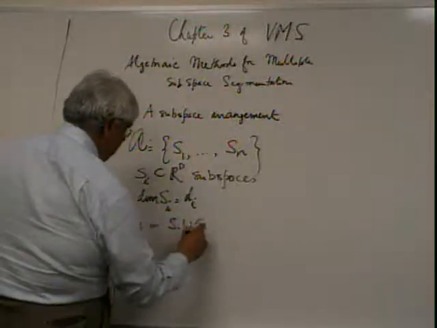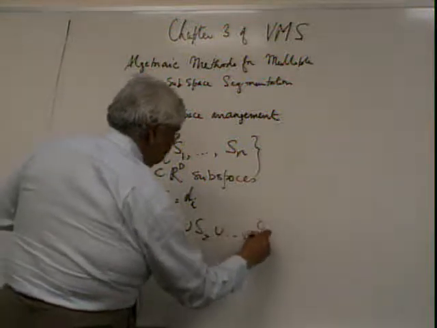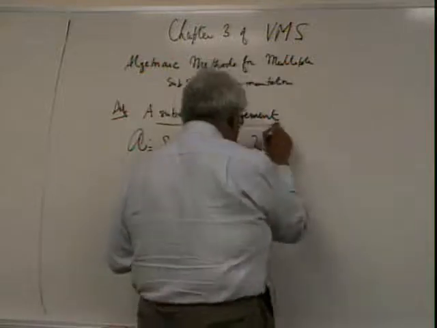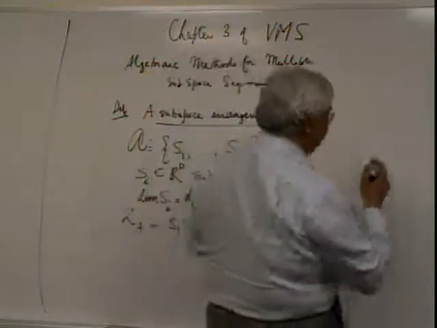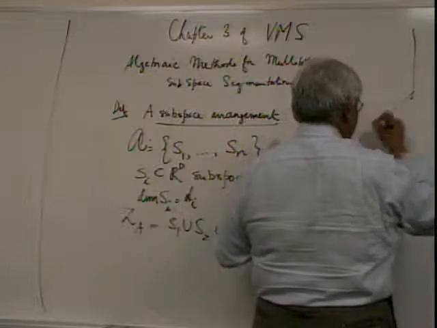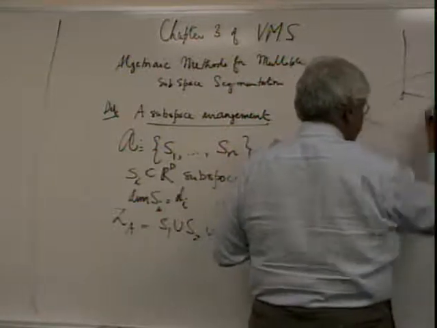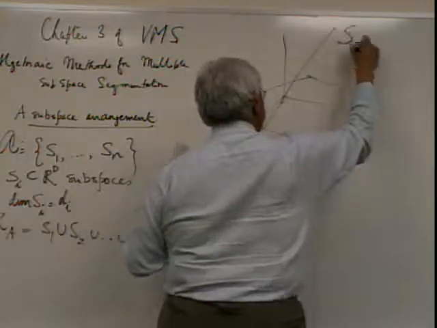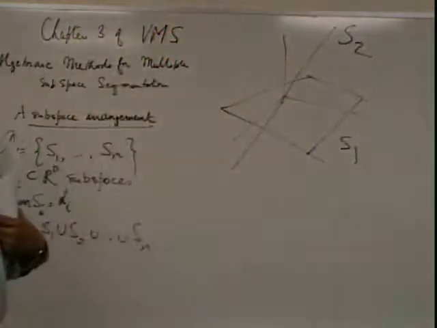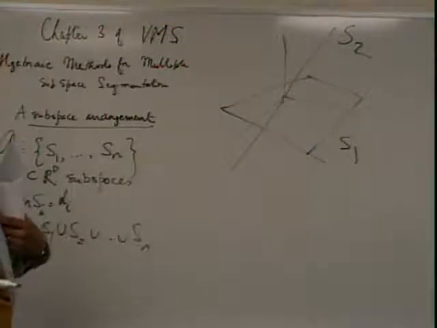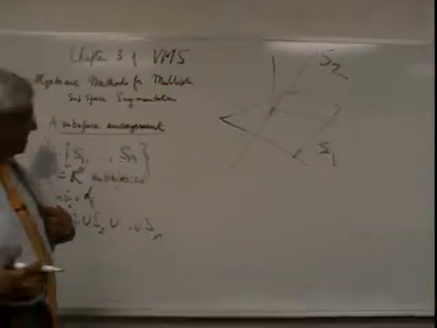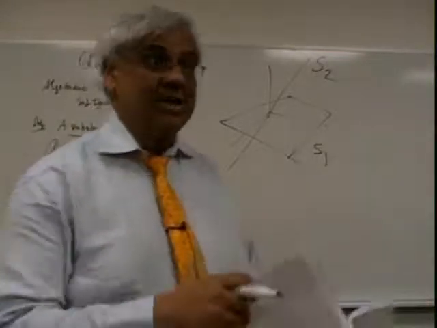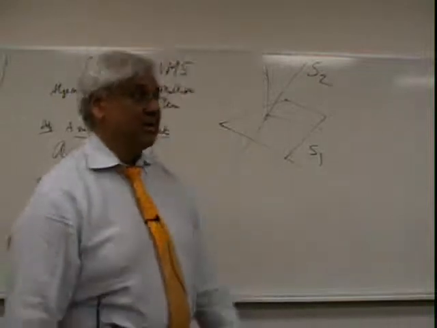So just to tell you why this is called a subspace arrangement, I'll draw a picture in R^3. An example is here's subspace S_1 and here's a subspace S_2. All subspaces have to go through the origin. Right? That's the definition of a subspace. And a subspace arrangement is the union of subspaces. Everybody remembers that the union of subspaces is not a subspace. Right? So it's not a subspace.